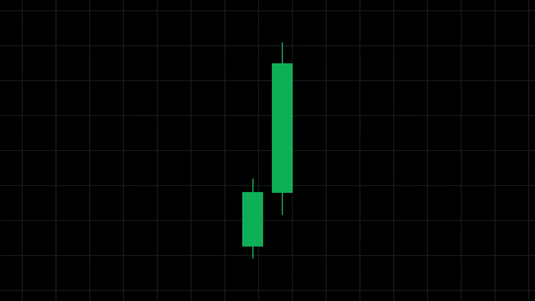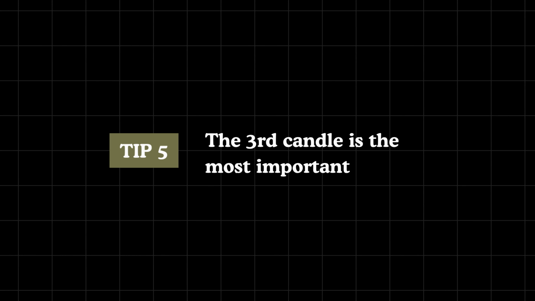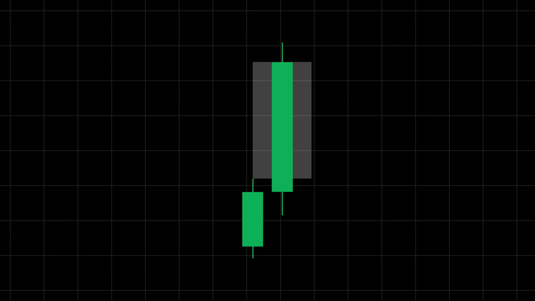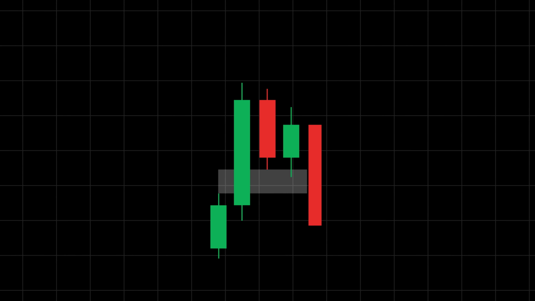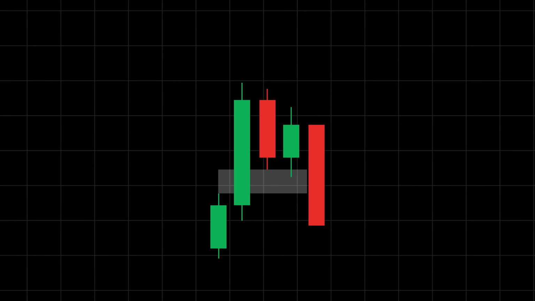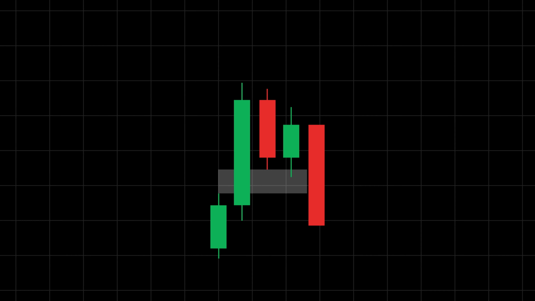The next key tip is to recognize that the third candle in a fair value gap, FVG, formation is the most critical. Let's say we observe two strong, impulsive bullish candles. At this point, even before the third candle opens, we can already estimate the maximum potential size of the FVG. However, our main focus isn't the size of the gap, it's how the third candle forms that truly matters.